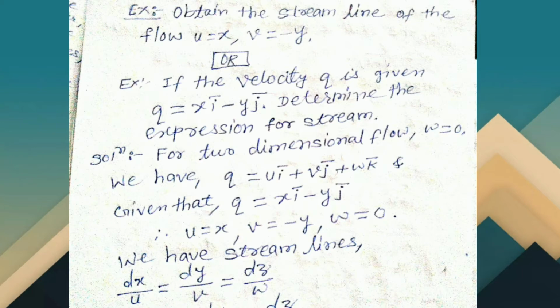And what is irrotational motion? A flow in which every fluid particle does not rotate about its own axis is called irrotational motion. In this case, W is equal to curl Q, which is equal to 0 at every time and at every point.